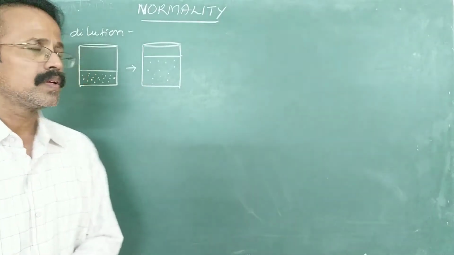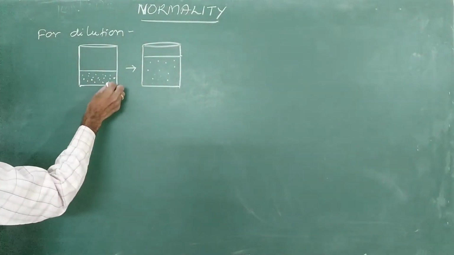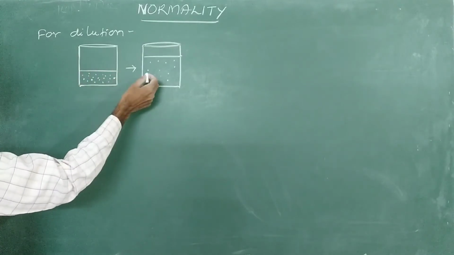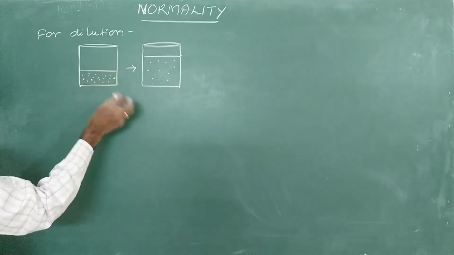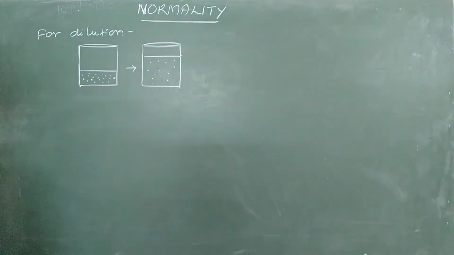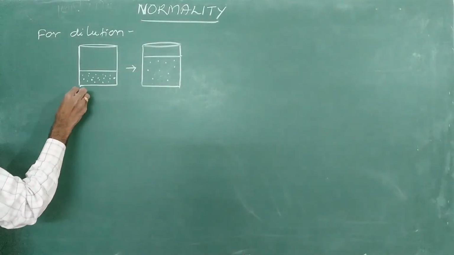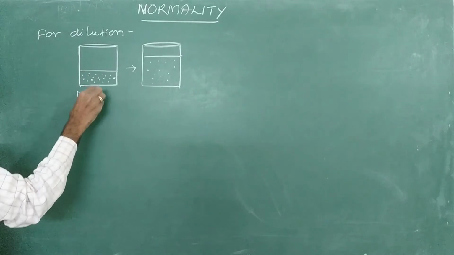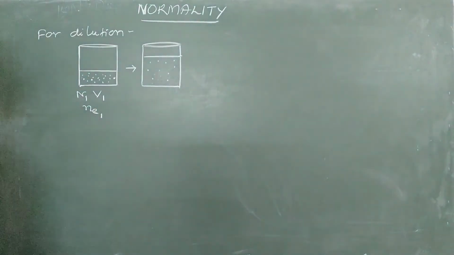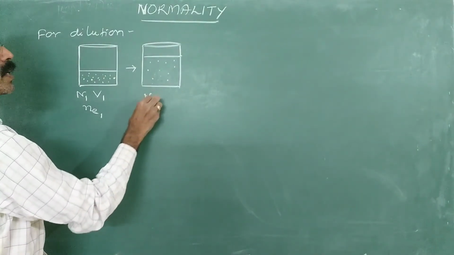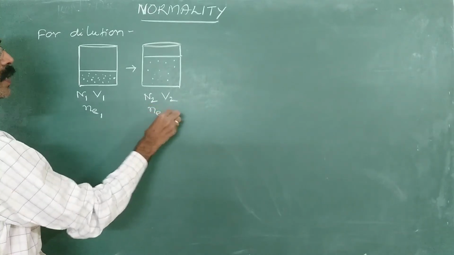Let us see. This is a solution before dilution, and now some water or solvent is added so that this solution is obtained. So this is the dilute solution, and this is the concentrated solution. This is before dilution, and this is after dilution. Let us say the normality of this solution is N1, volume is V1, and number of equivalents is Ne1, and after dilution the normality becomes N2, volume becomes V2, and number of equivalents Ne2.